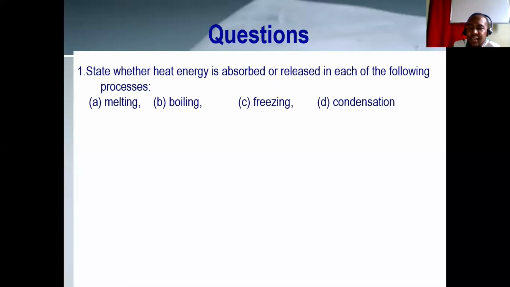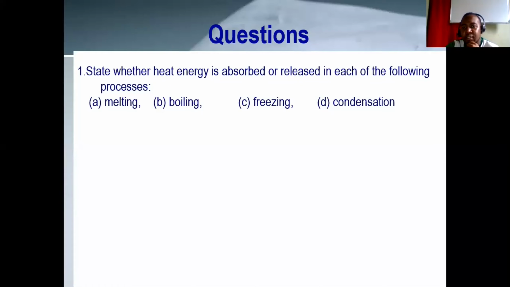If you're applying heat, the substance will absorb it to change. Remember, melting is from solid to liquid. So if we need to change from solid to liquid, we have to apply heat to it. Therefore it will absorb heat. So melting is absorbed. Boiling? Absorbed as well. Freezing? Released.